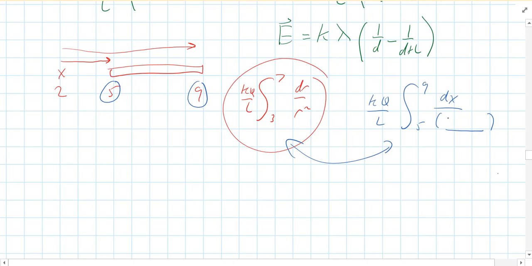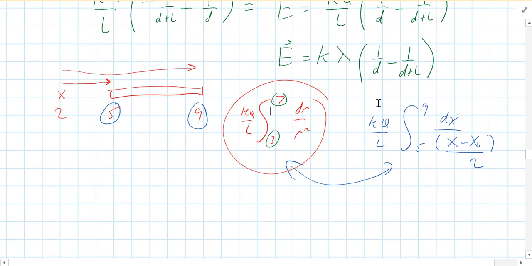If you make this x minus x naught, with x naught being 2, you're going to get the same answers. Think about it. If you plug in 5 into there, 5 minus 2 is 3. That's our first limit. And if you plug in 9 into here, you get 9 minus 2, which is 7. That's your other limit. So you might see it written in terms of r, or you might see it written in terms of x. Just be able to convert from one to the other.